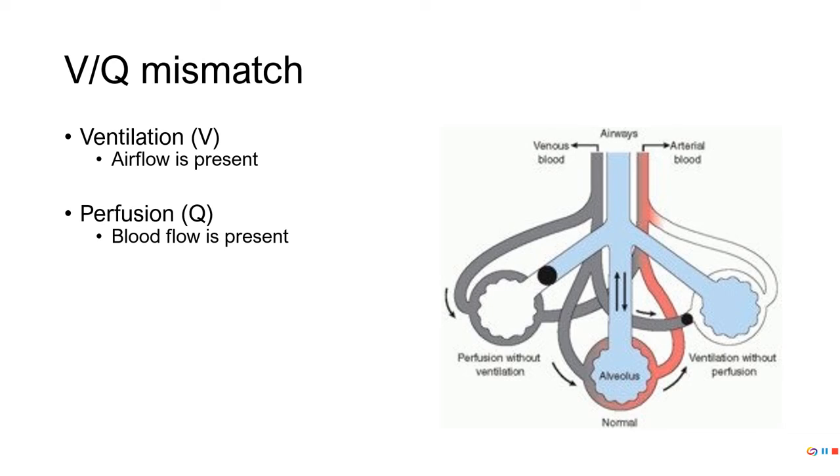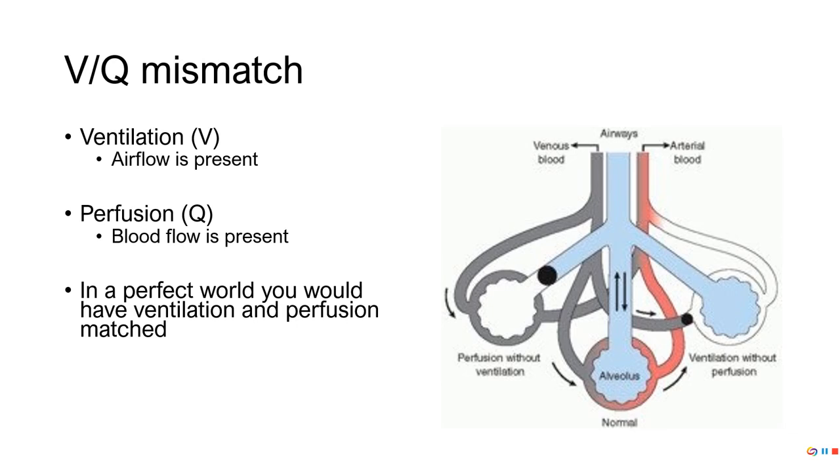So if we've got perfusion, we're saying that we have blood flow. In a perfect world, you want these to be matched. Or in other words, like we've got here, we've got an alveoli that's got air, and we've got blood flow that's going to go pick up that oxygen, get rid of the CO2. Now we can have perfusion, so we have blood flow without ventilation. That's less than ideal because we're just sending blood, but it's not able to undergo gas exchange.